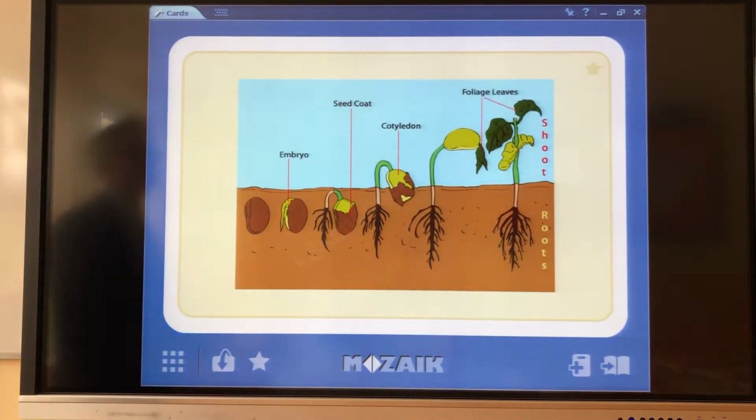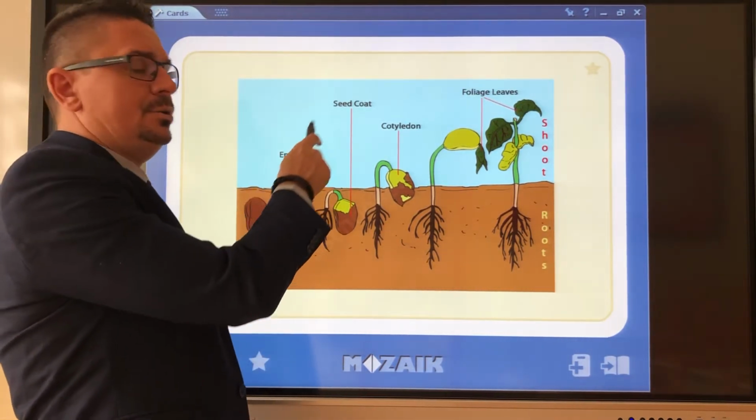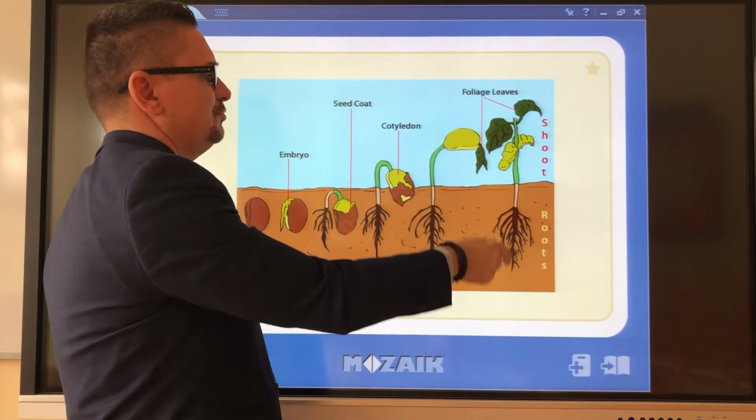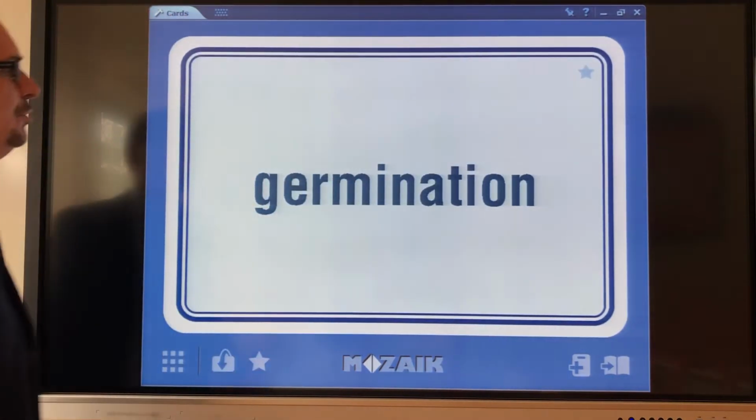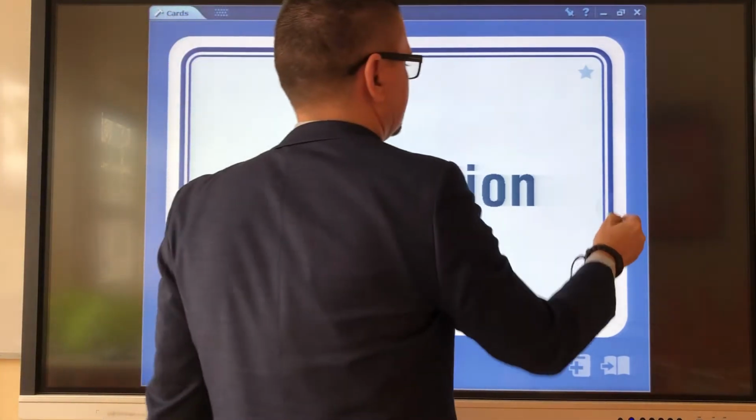Okay, what is the procedure? Just quickly revise with me. So, seed, embryo, seed coat, cotyledon, foliage, leaves, roots and shoots. Yeah, this is called germination. Csírázás, that's the Hungarian term.